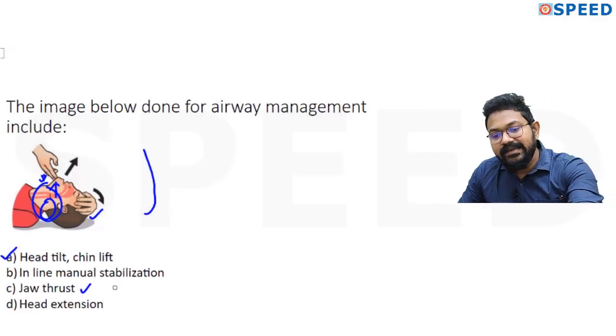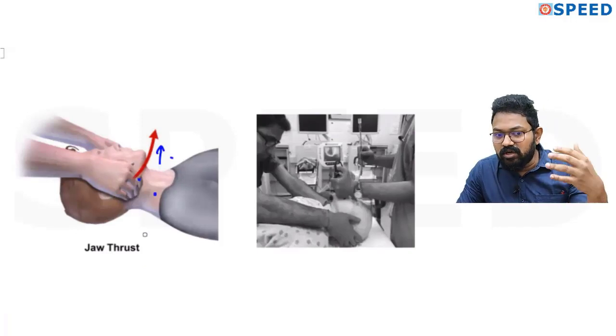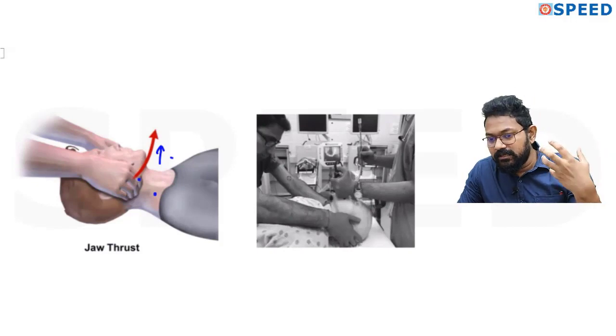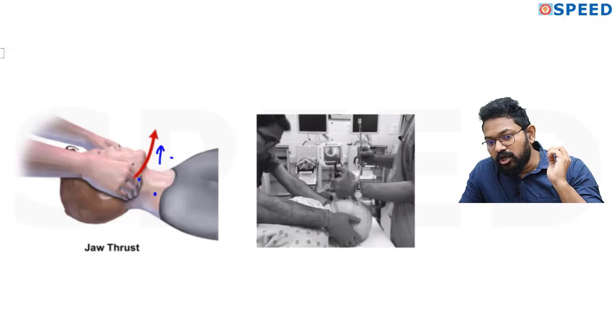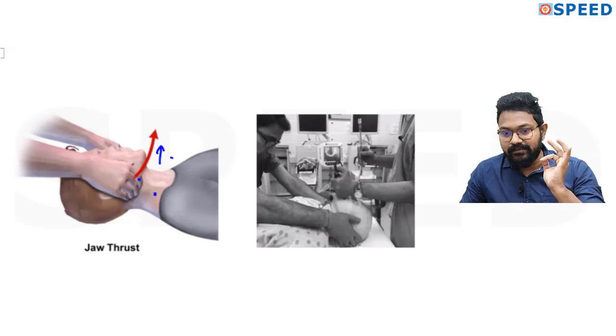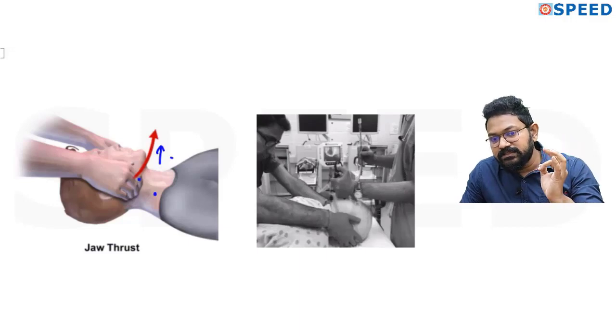What is that? Inline manual stabilization is this. Now, jaw thrust is for maintaining airway patency. But if you want to intubate a patient who is having cervical injury, then you do this particular phenomenon called manual inline stabilization. You can see there are two people here. One person is doing the procedure of intubation, which is at the head end of the patient, and this particular person is holding the neck.